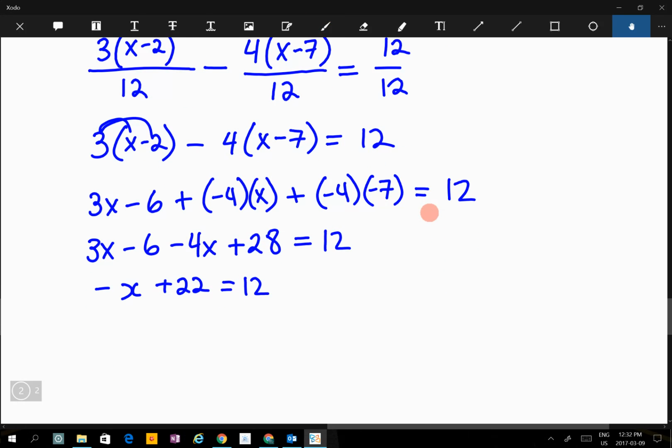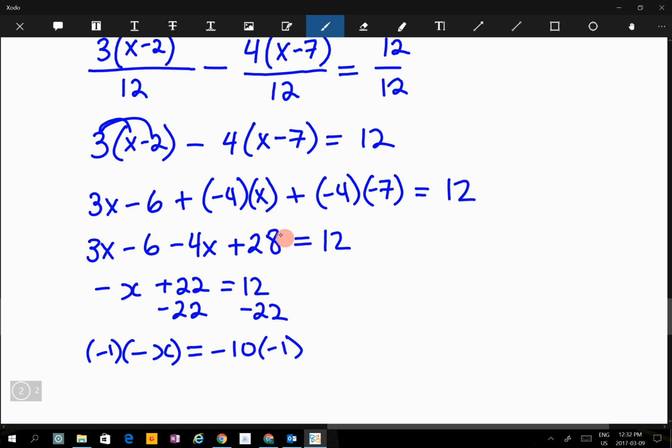And then remember, you still have to isolate for x, so I have to get rid of this 22. I have to subtract 22 from both sides, leaving me with negative x equals 12 take away 22, which is negative 10. Now if I have negative x equals negative 10, if I multiply both sides by negative 1, I can convert my x into a positive value. So x equals positive 10.